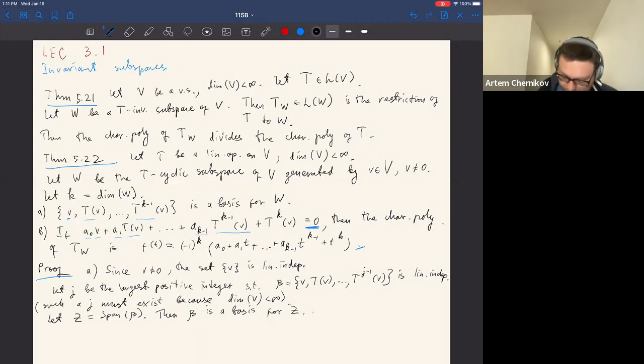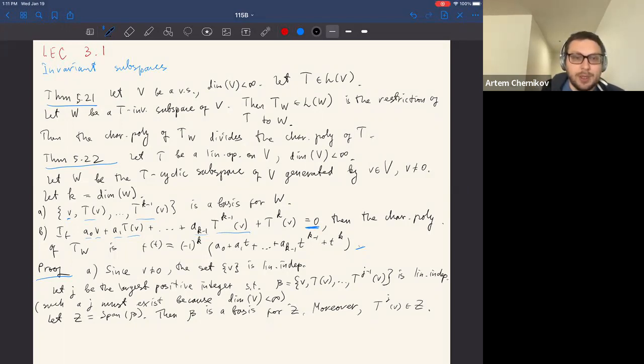And moreover, we have that T^j(v) already belongs to Z, because J was chosen to be maximal with this property. It means that if you try to add T^j(v) to beta, then it would stop being linearly independent. But then T^j(v) already belongs to the span of vectors in beta, and Z is the span of the vectors in beta. That's how we have that T^j(v) belongs to Z.